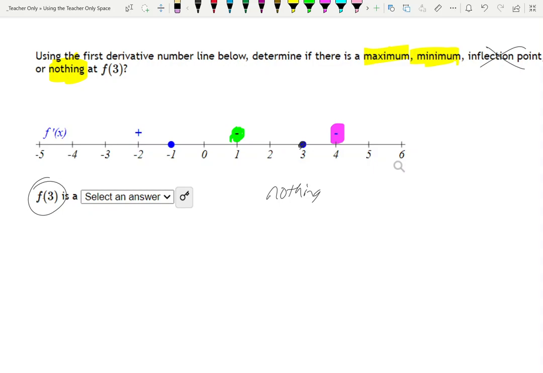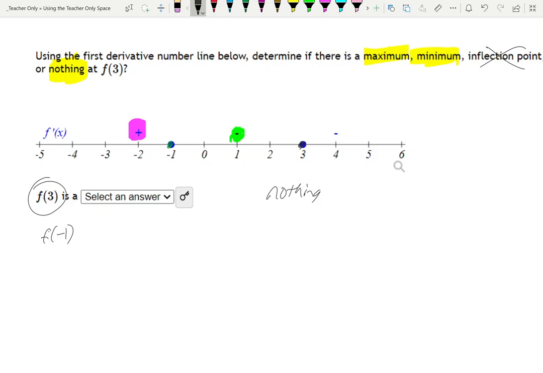Now, if the problem didn't ask for f of 3, what if the problem asked for f of negative 1? Well, then what would that look like? Well, now we're focusing on this point over here. And we can see we have another 0. And I'm going to refocus over to the left. We can see we had positive first derivatives. To the right, we had negative first derivatives.